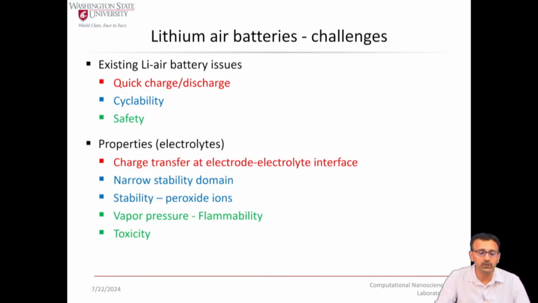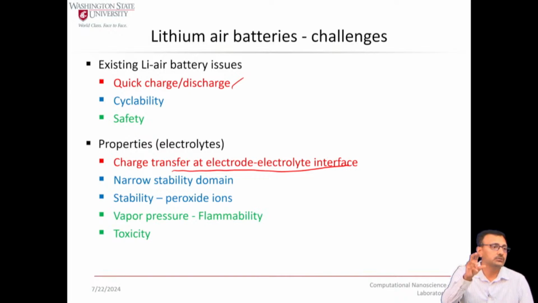So these are color coded. The first one in red is the quick charge discharge. What is it related to in terms of the electrolyte property? That is related to the charge transfer kinetics at the interface. And as I'll show you, it is related to the dielectric constant of the electrolyte medium that you're using, and the size of the molecules or atoms that are in the electrolyte. Those are some of the factors that determine the charge transfer kinetics at the interface.